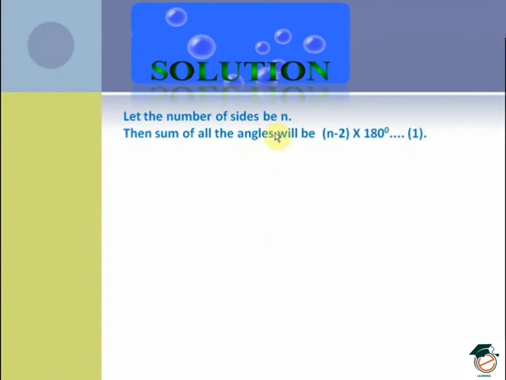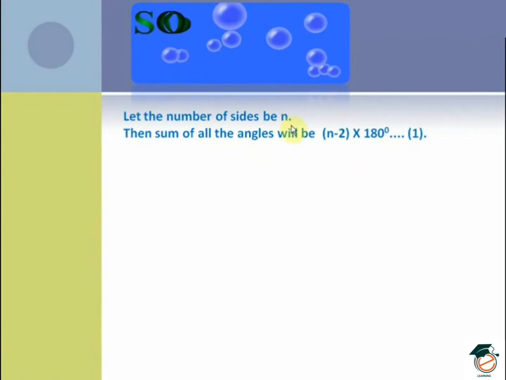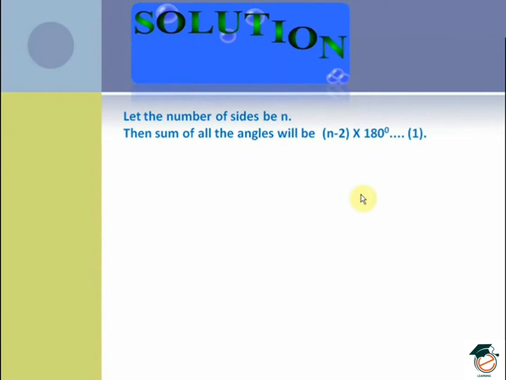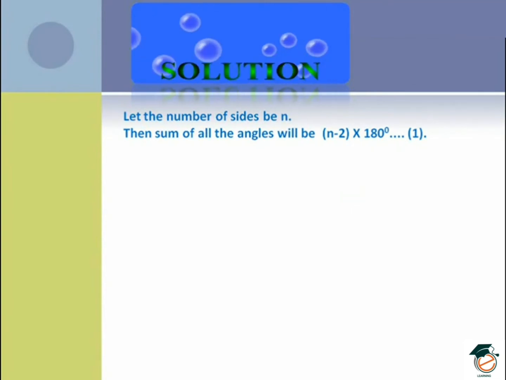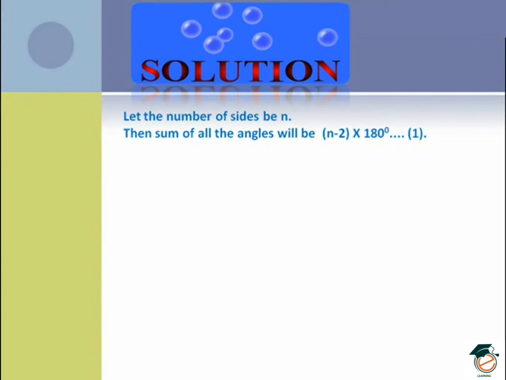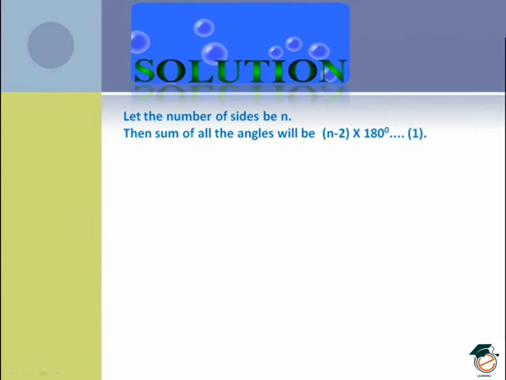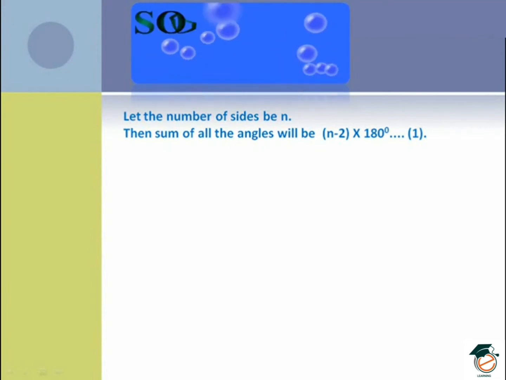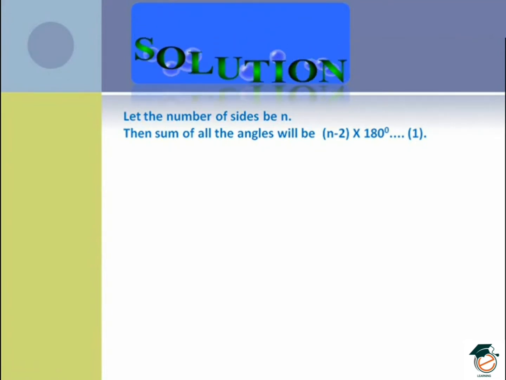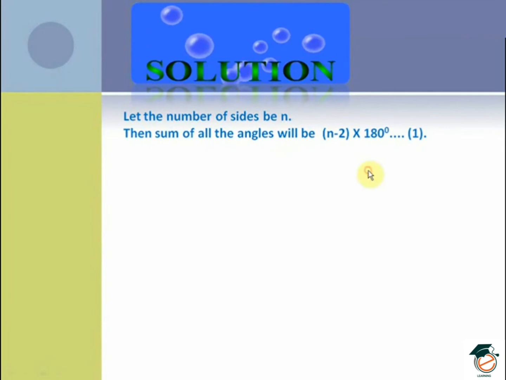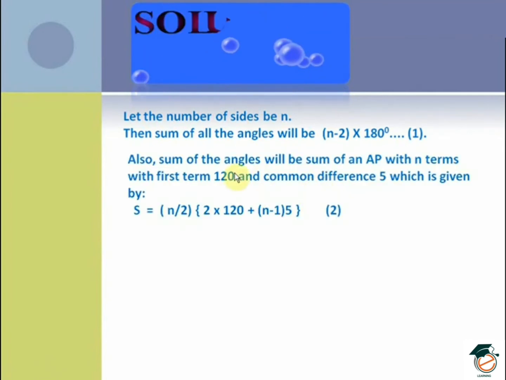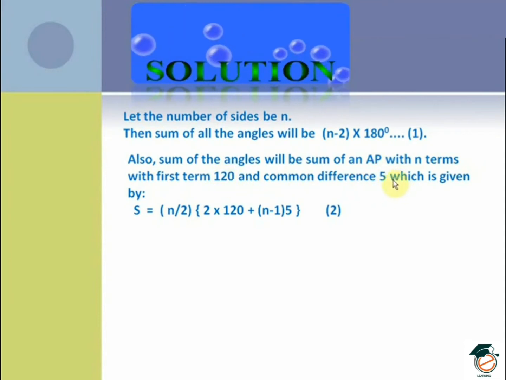Now let us say that the number of sides is equal to n. We also know that the sum of all the angles of a polygon is given by the formula (n minus 2) into 180 degrees. So the sum of all the angles of any polygon of n sides is equal to (n minus 2) into 180 degrees. Now also given to us is that the angles are in AP, and the first term is 120 degrees and the common difference is 5.